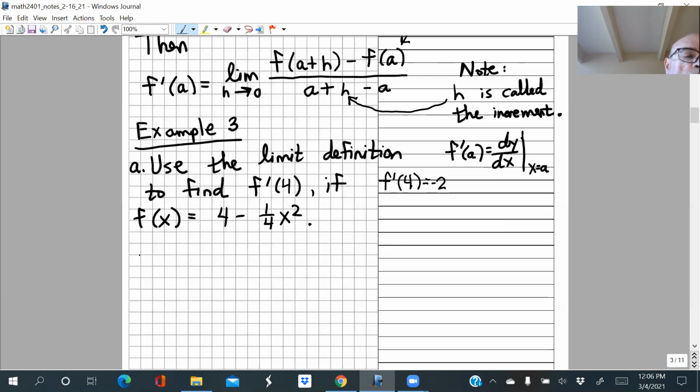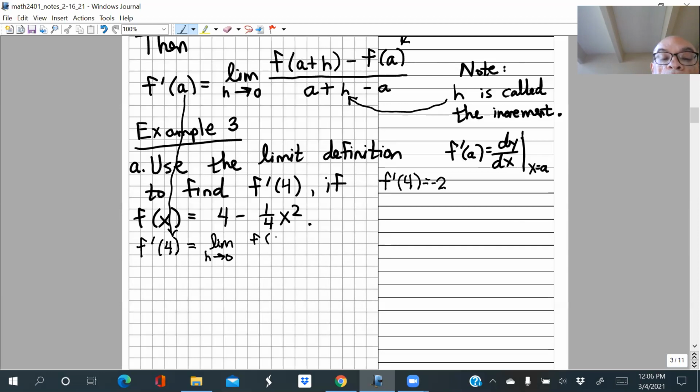All right, so let me show you what I'm going to write down. So f prime of 4, the instantaneous rate of change at 4, right? This is going to be the limiting value, as our increment approaches 0, of these average rates of change. So that's f of, the a here is 4, because that's the value that we're trying to find the instantaneous rate of change at. So the a in this case is 4.